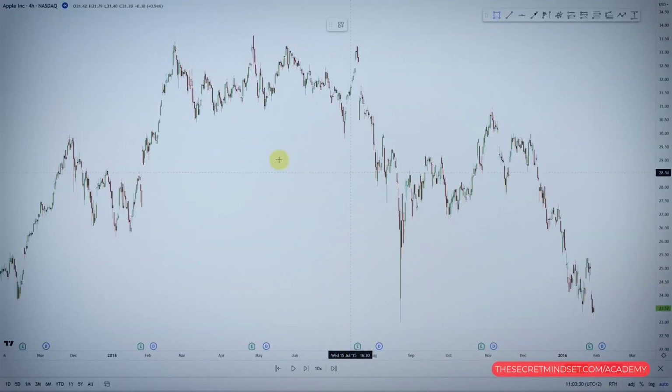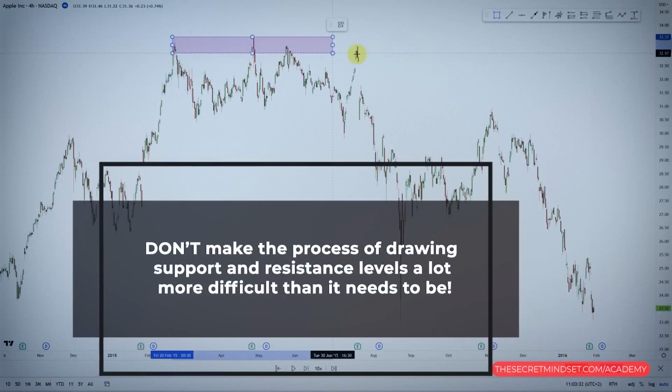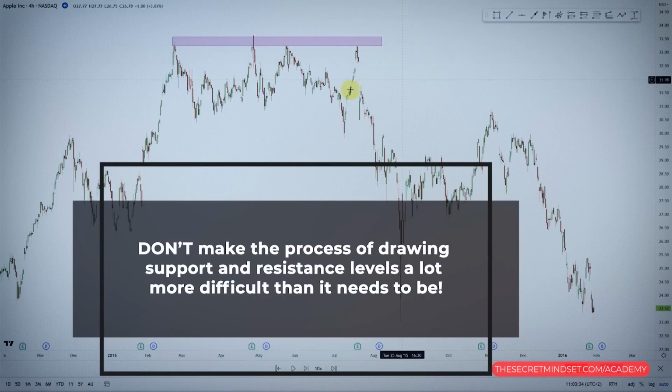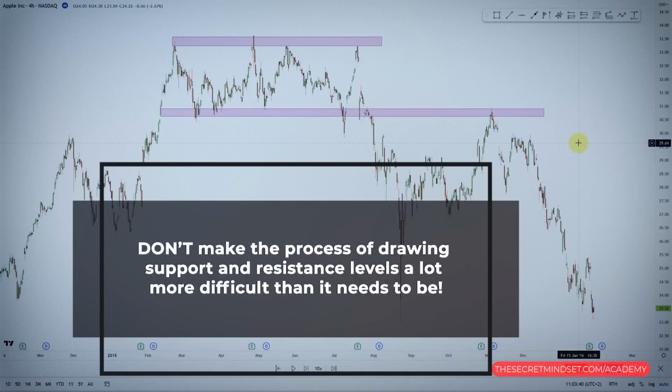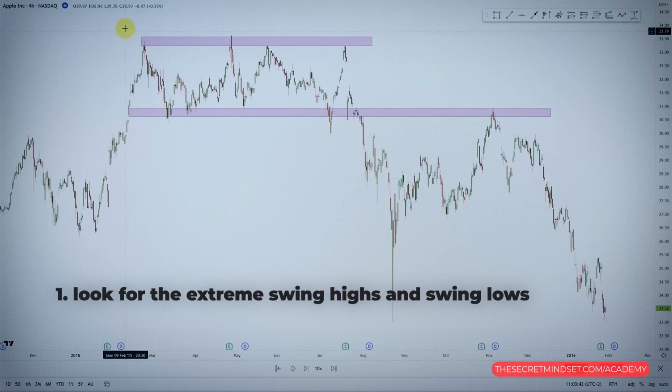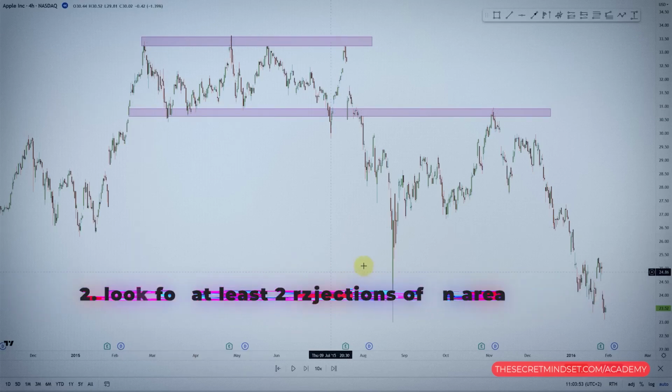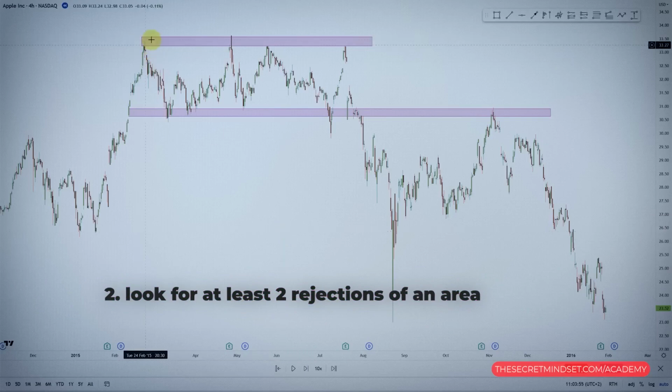So how do you draw these levels? Many traders make the process of drawing support and resistance levels a lot more difficult than it needs to be. There are 6 main rules. Look for extreme swing highs and swing lows, meaning look for the highest and the lowest points that price has reached in the recent time. Look for at least 2 rejections of an area.